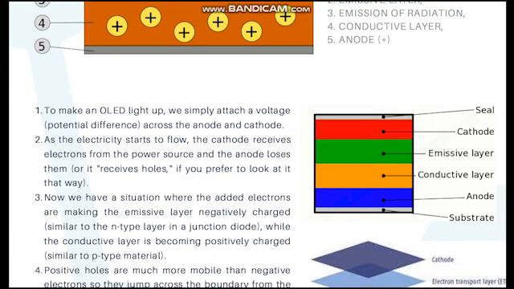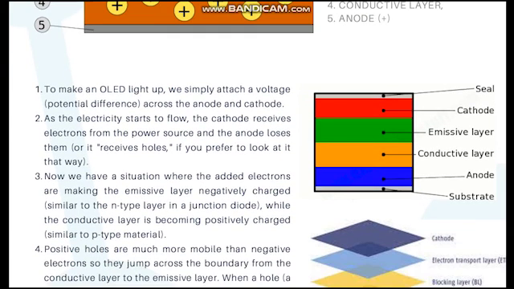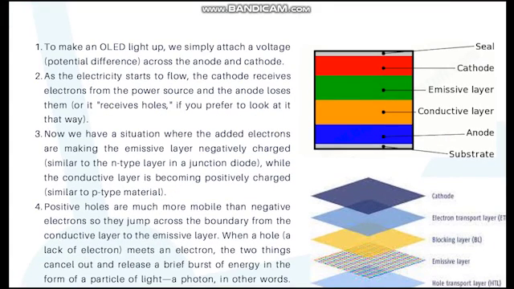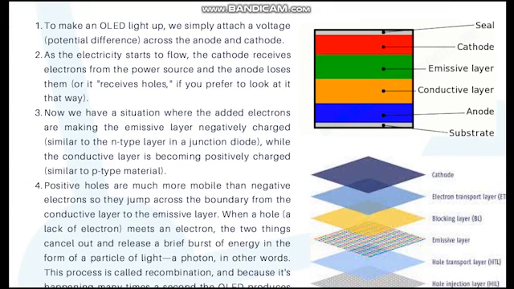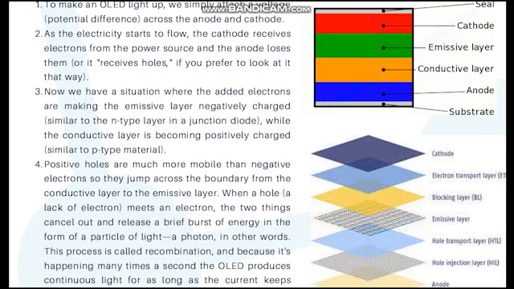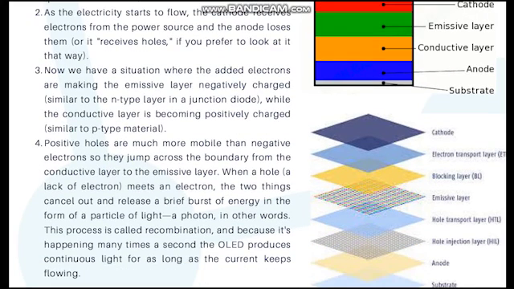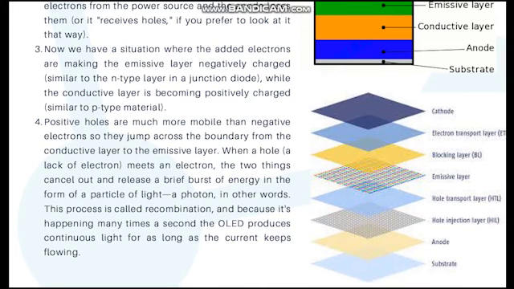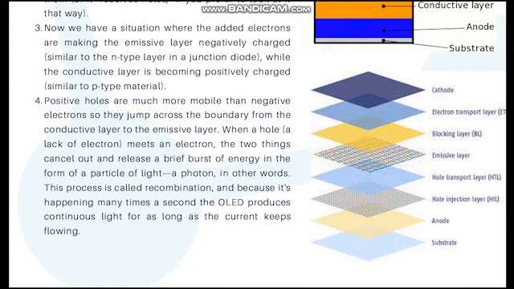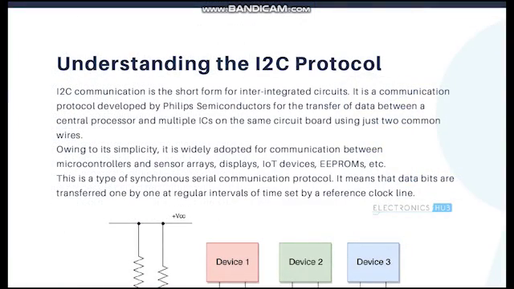Positive holes have more mobility than the electrons, and hence they jump from the conductive layer to the emissive layer. When a hole meets an electron, the two cancel out and release a brief burst of energy in the form of a particle of light, that is a photon. And because this happens many times a second, the OLED produces continuous light as long as the current keeps flowing. Now let's understand inter-integrated circuit or I2C communication.